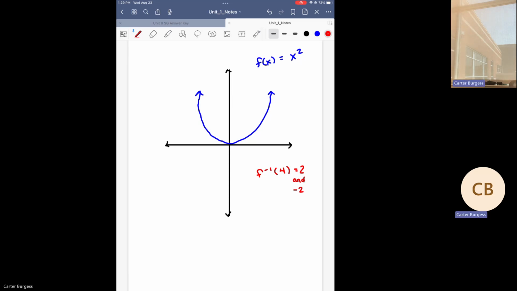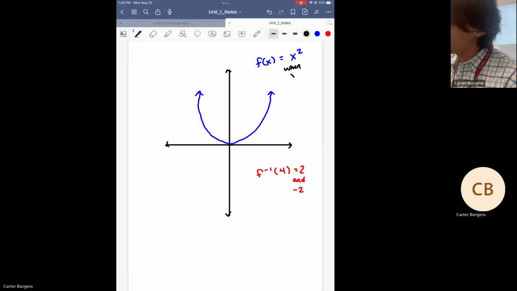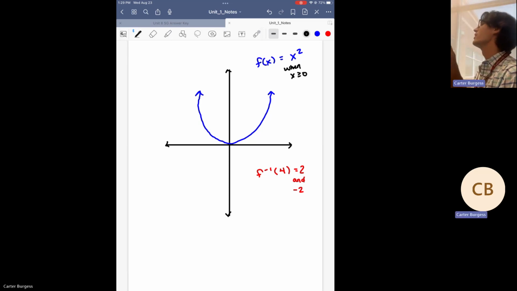Yeah, fantastic. Let's just chuck out all of the negatives. In fact, we can say, let's only consider this function when x is greater than or equal to 0. So what have we done? We have restricted the domain of our function.